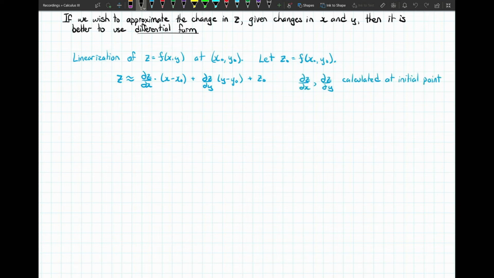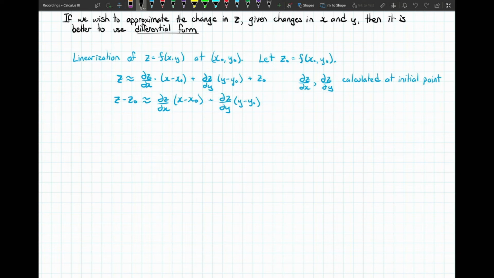Now, from that point, we're going to travel to a new point where we have x and y hopefully being pretty close to x naught and y naught. We don't actually necessarily want to use this to approximate z. What we want to do is approximate the difference between new z and old z. So we're just going to rearrange this equation slightly. The difference, z minus z naught, is going to be approximately equal to del z by del x times x minus x naught plus del z by del y times y minus y naught.